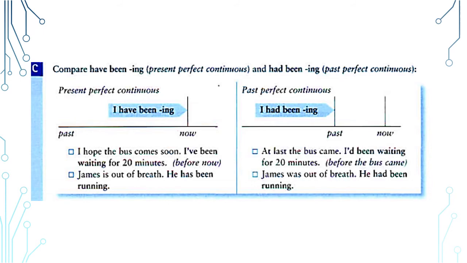I hope the bus comes soon. I have been waiting for 20 minutes before now. At last the bus came. I had been waiting for 20 minutes before the bus came. That's related to the past. James is out of breath. He has been running. The action is related to the present moment. James was out of breath. He had been running in the past.